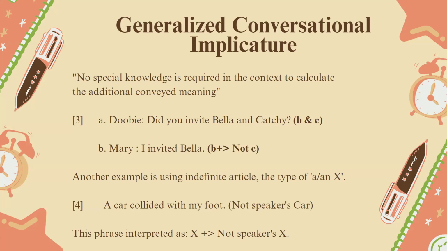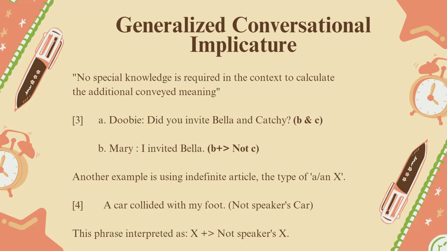The next is generalized conversational implicature. No special knowledge is required in the context to calculate the additional conveyed meaning. For example, did you invite Bella and Kathy? I invited Bella. Another example is the indefinite article of the type a or an. For example, a car collided with my foot.